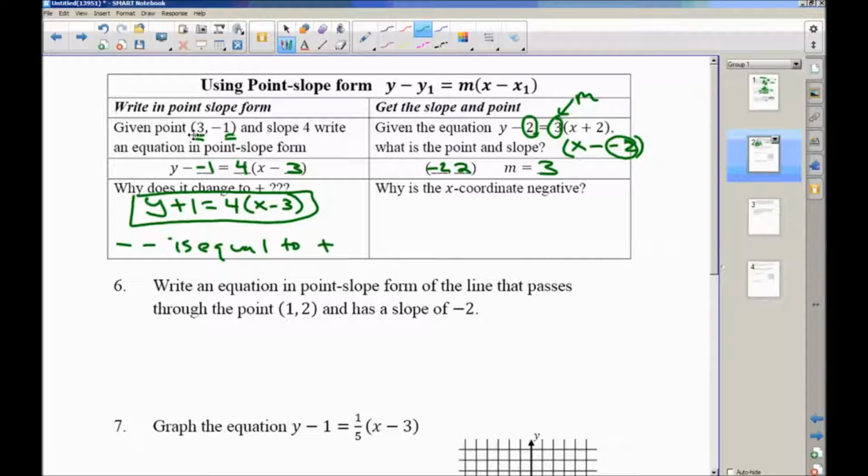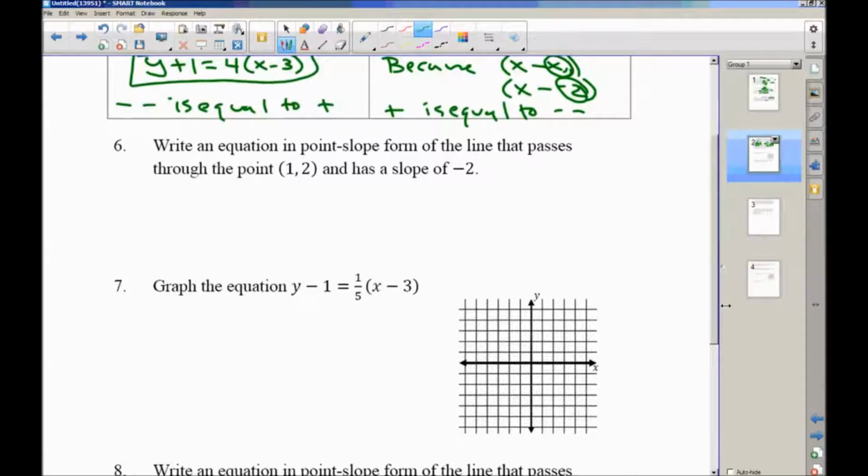So why is the x coordinate negative? Well, that's because x minus x1 is really x minus -2 in this case. We have to rewrite it so that we can have a subtraction sign in there. And once again, adding is equal to subtracting a negative. Okay. All right, so write an equation in point slope form for a line that passes through the point (1, 2) and has a slope of -2.